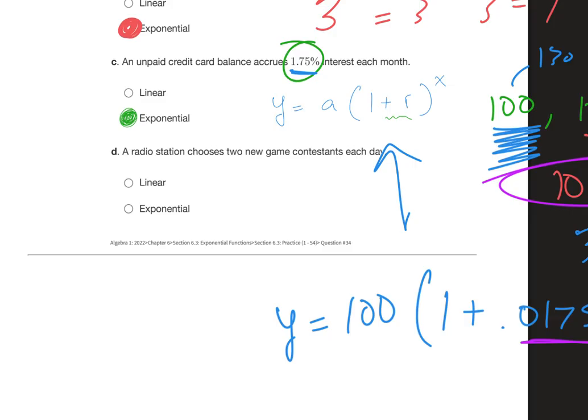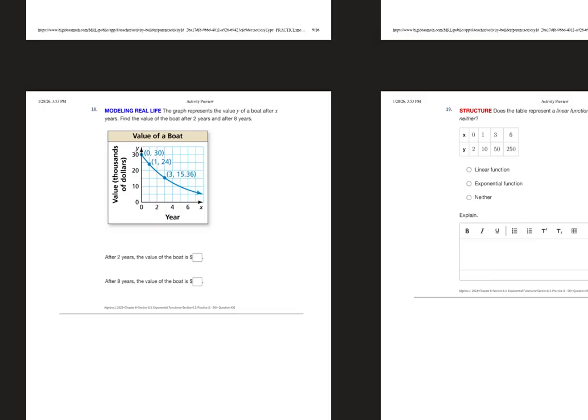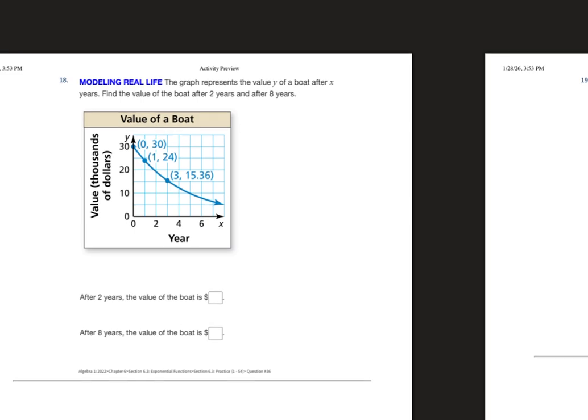A radio station chooses 2 new game contestants each day. 2 today, 4 tomorrow, 6, and so on. That's linear. The graph represents the value y of a boat after x years. Value y, it's here too.